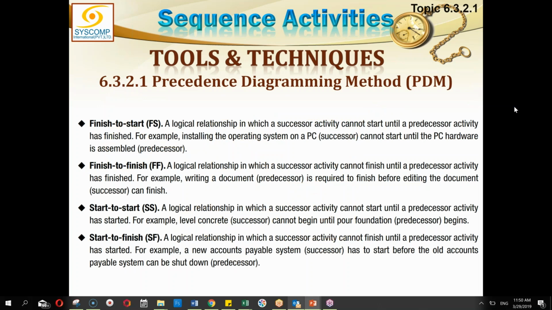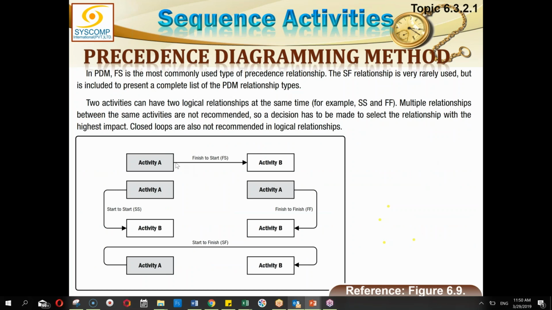Okay, so this is finish to finish, and the most difficult relationship is start to finish. Let me show it to you. Can you see it? Let this diagram come. Yeah, this one. Yeah, now I can.